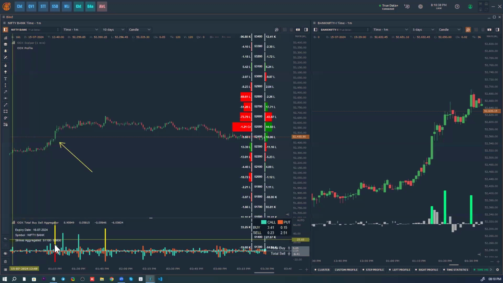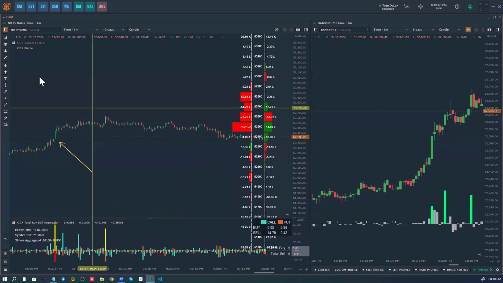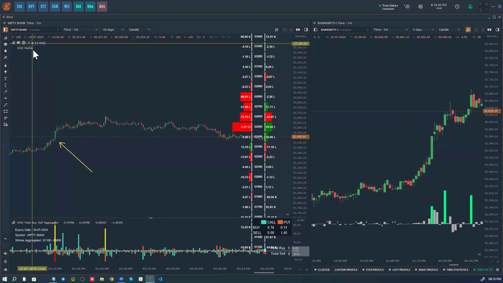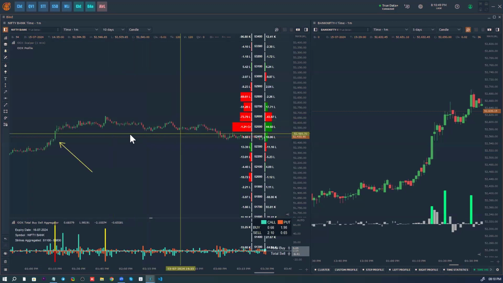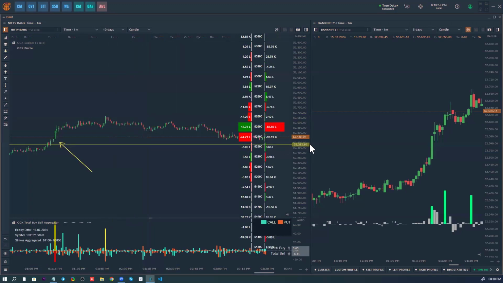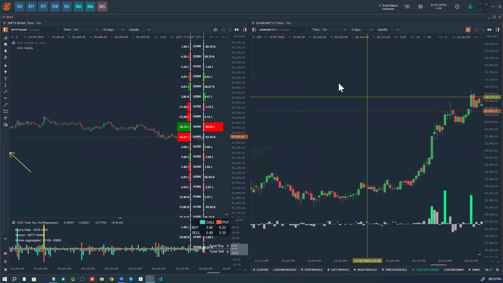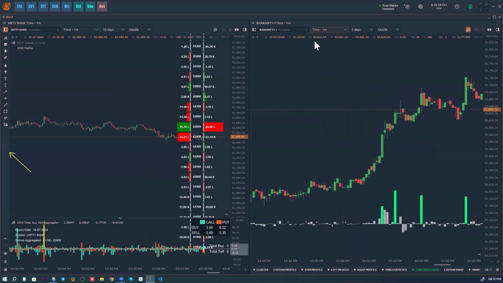Then you need to apply the total buy sell aggregator. This is another indicator you can apply. Scalper and profile, you can use either. I would suggest going with the scalper, but you can use the ODX profile as well if your screen is small. Then, at the same time, add another chart on the side, which is the Bank Nifty futures, and make sure it's a 1 minute time frame.